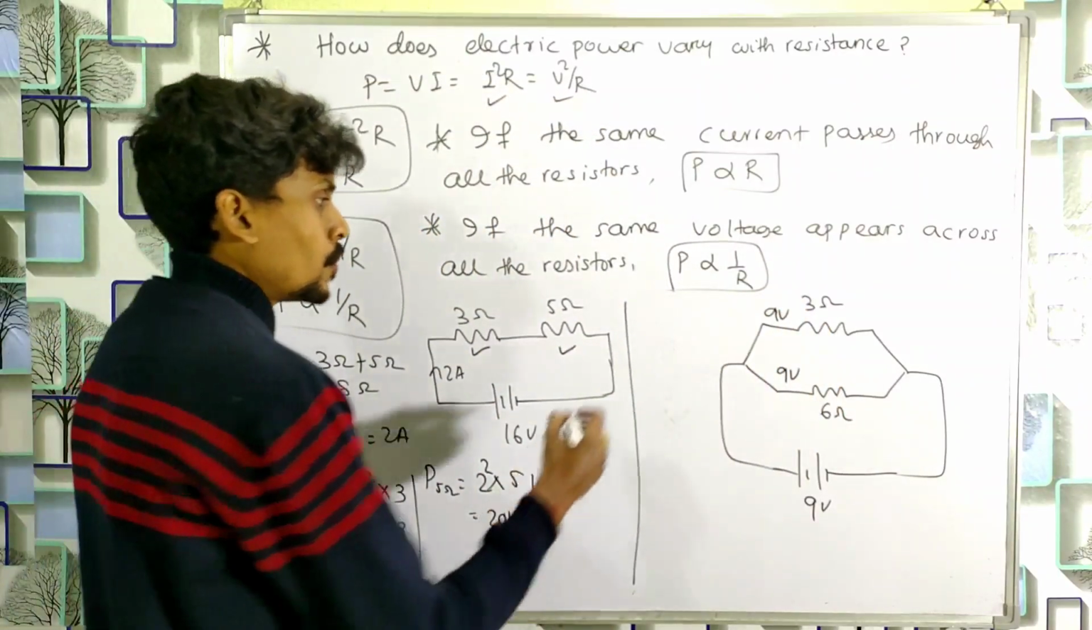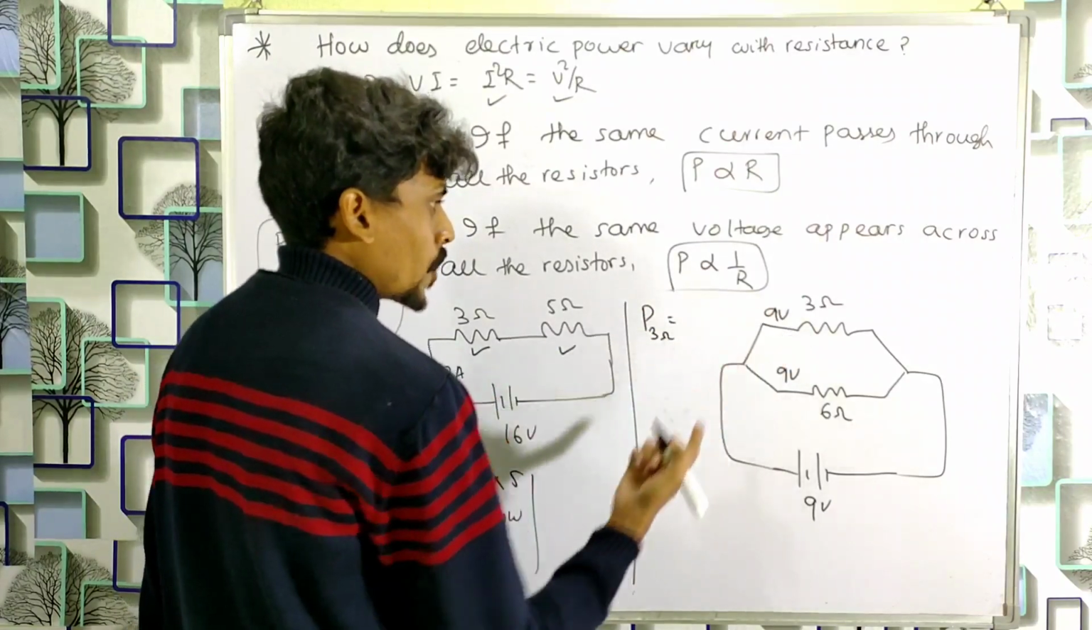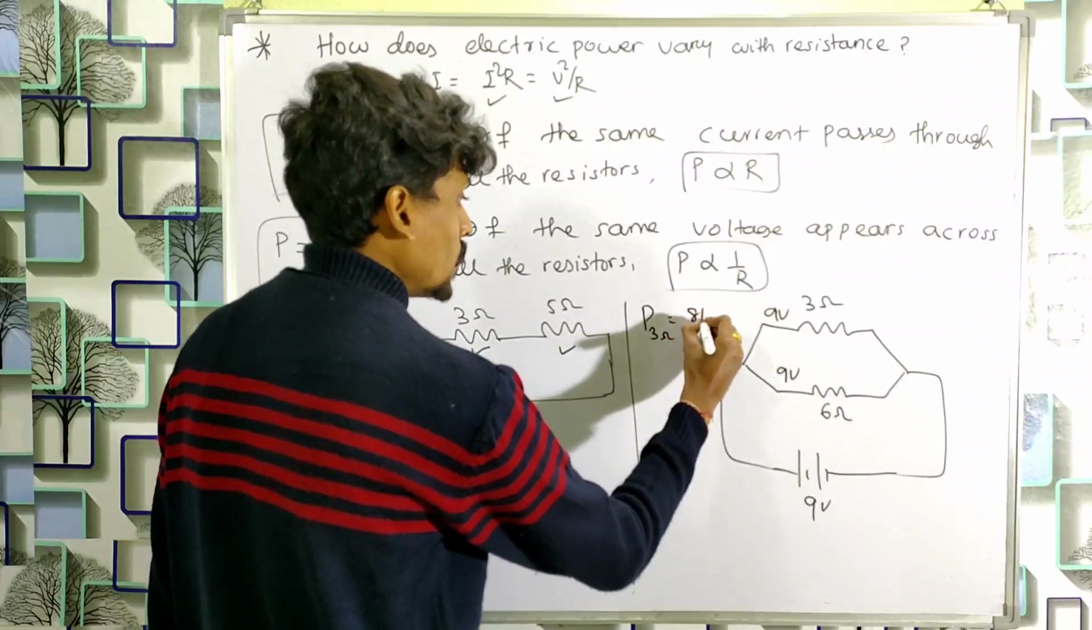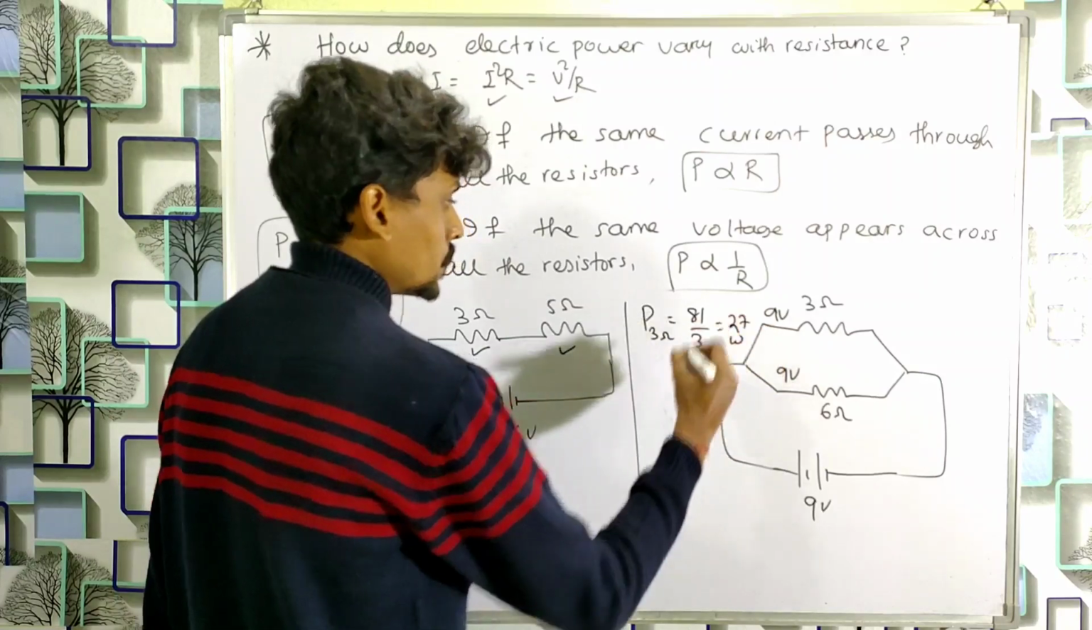So we can calculate the power across 3 ohm. Power across 3 ohm will be V square by R. So V is 9 volt. So 9 square means 81 by R, that is 3 ohm, that is equal to 27 watt.